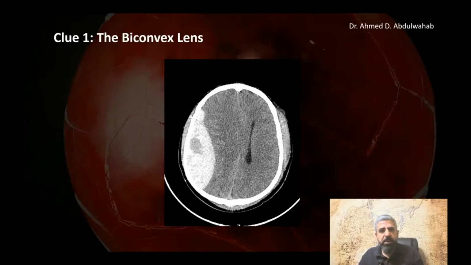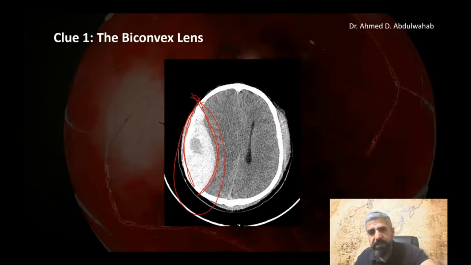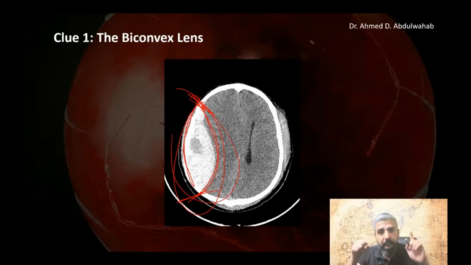The first clue is called the biconvex lens. Look at this shape. This is a lens. Why? Because the blood is trapped between the bone here and the dura here. It's trapped, okay? The dura is stuck at the sutures here and here, so the blood can't spray. It's high pressure, usually from an artery, the middle meningeal artery. This is a surgical emergency.